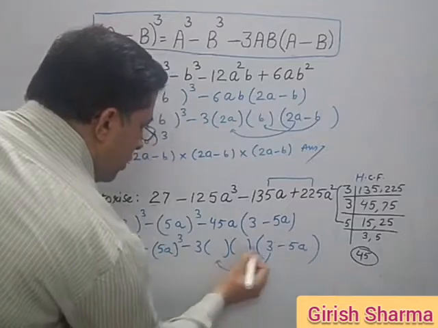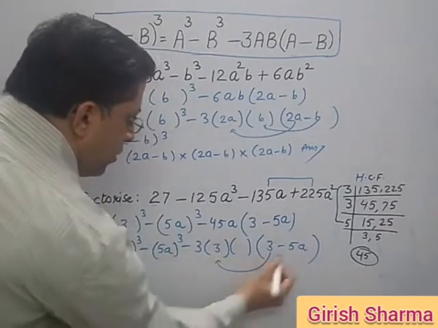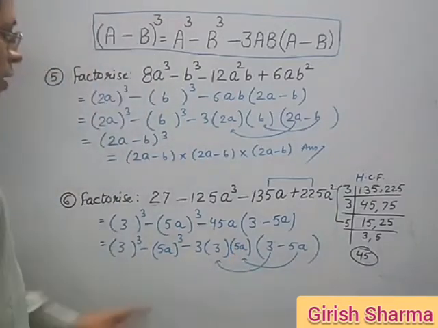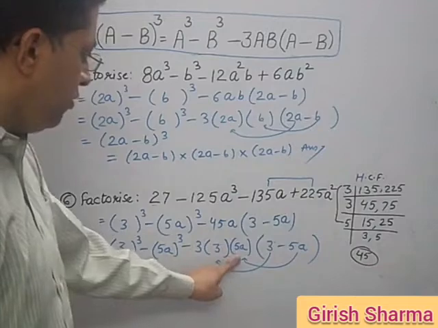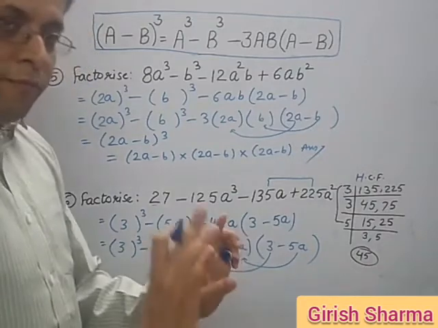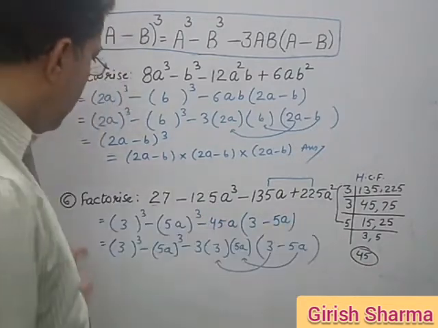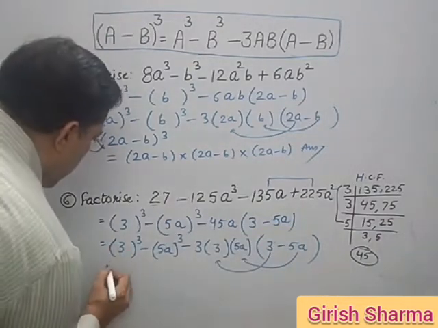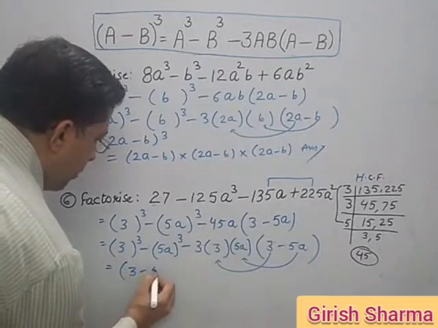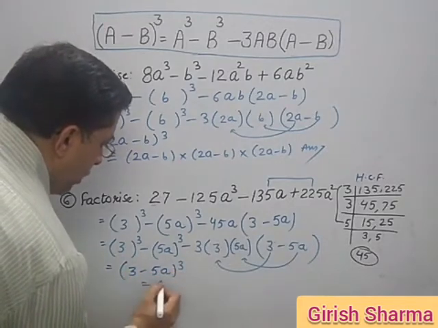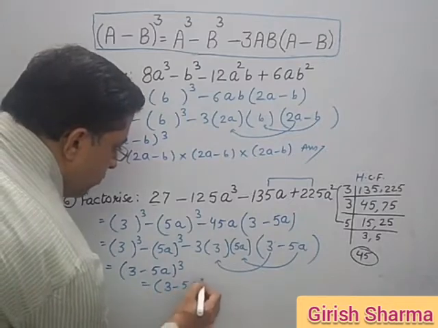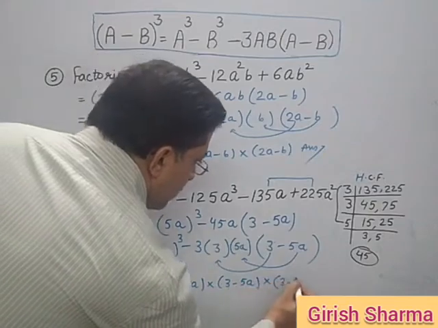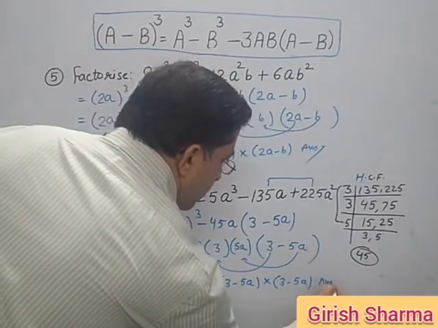If I put 3 here and 5a here, then you see 45a is coming or not. 5 threes are 15, 15 threes are 45a. That's all. So what is the meaning? I can get the factors directly as (a minus b) whole cube, which is (3 minus 5a) whole cube. So I can write it in product form also. These are the factors of the product. This is your answer.